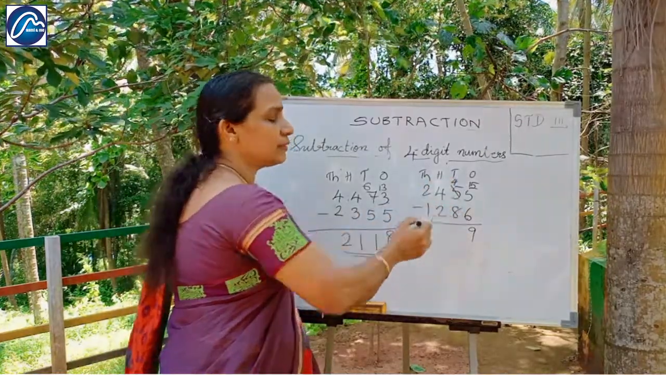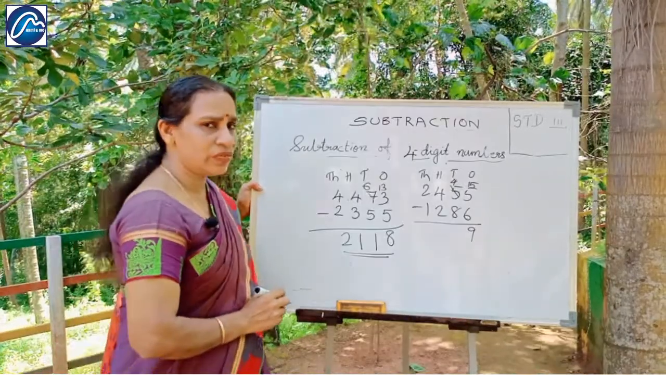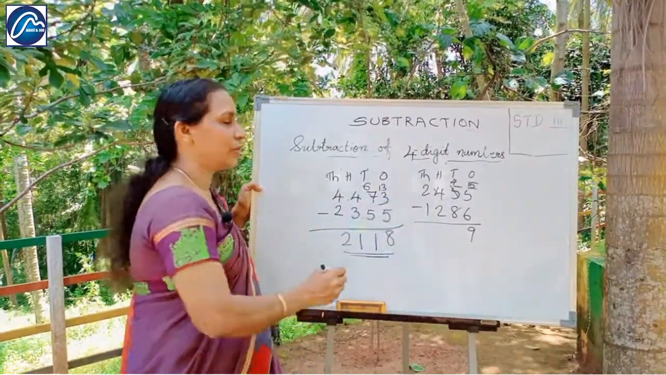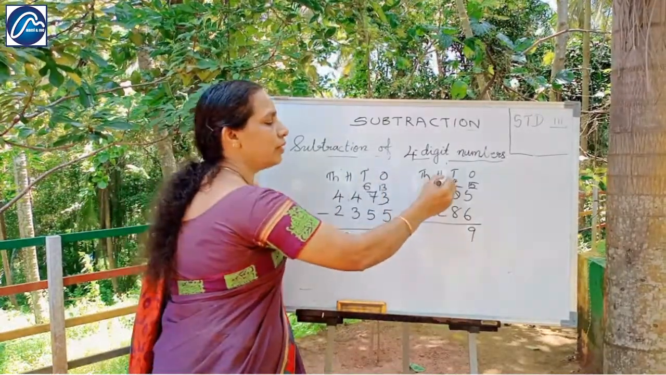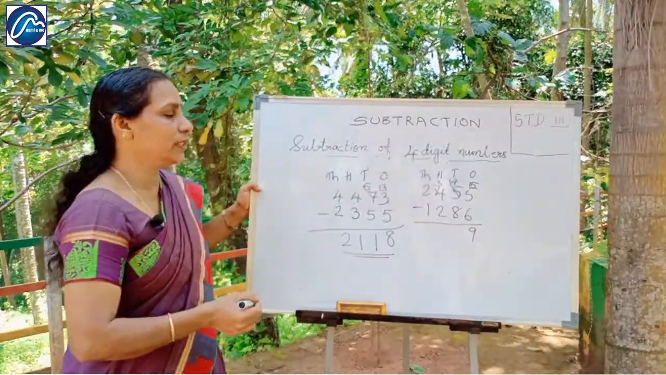What is 4 minus 8? Can you subtract? No. So what will we do? Yes, we will take 100 from here, and it will be 300s only. 100 is 10 tens, so total 14 tens.